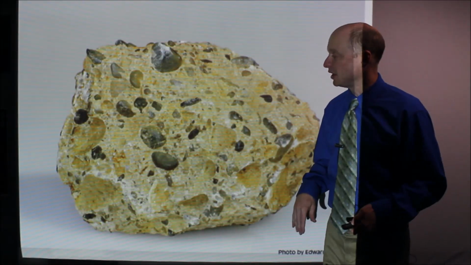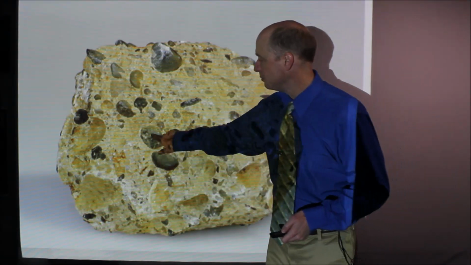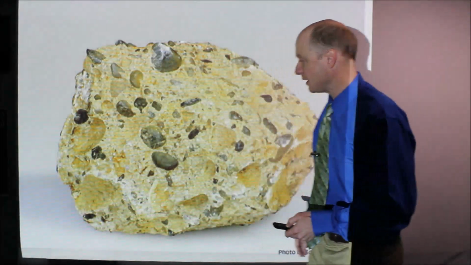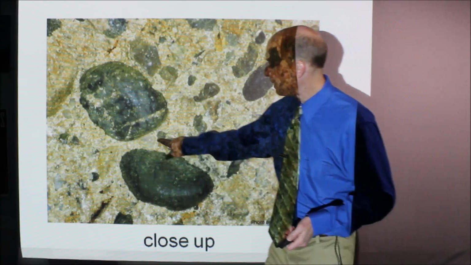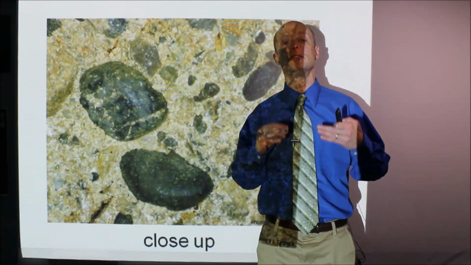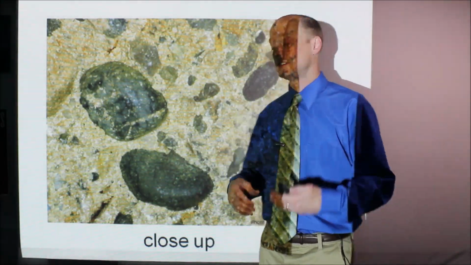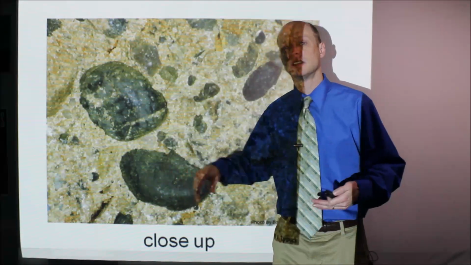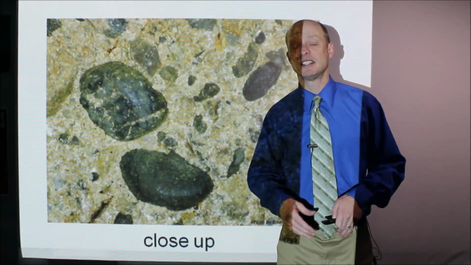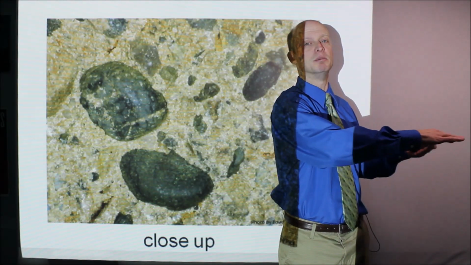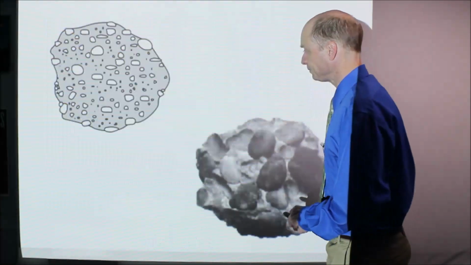So this is a good example of a clastic sedimentary rock. You see rounded pebbles, and then they are cemented together. Here is a close-up of it. You can see rounded pebbles, and the cement holds it together. That's how you really can tell that it is a sedimentary rock: pieces of other rocks that are cemented together, as opposed to interlocking crystals that you have in more metamorphic and igneous rocks.